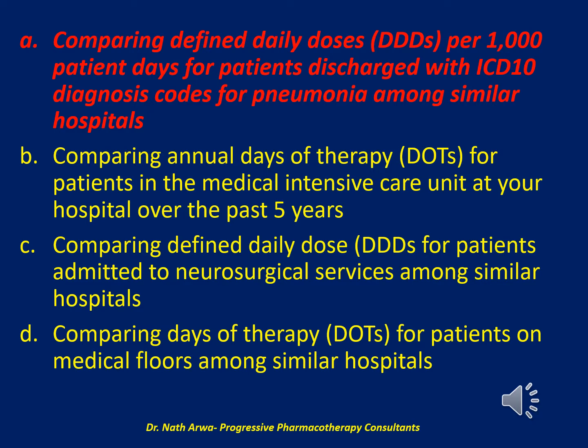And the correct answer is A. Comparing defined daily doses (DDDs) per 1,000 patient days for patients discharged with ICD-10 diagnosis codes for pneumonia among similar hospitals. Answer A is a correct method for risk-stratified comparison because evaluating risk-stratified utilization data involves comparing standardized antibiotic utilization among similar types of patients, i.e., on specific wards with similar diagnoses.